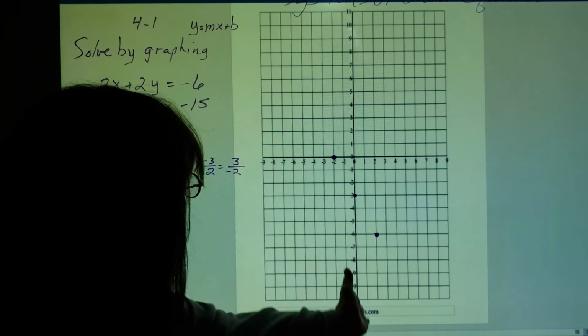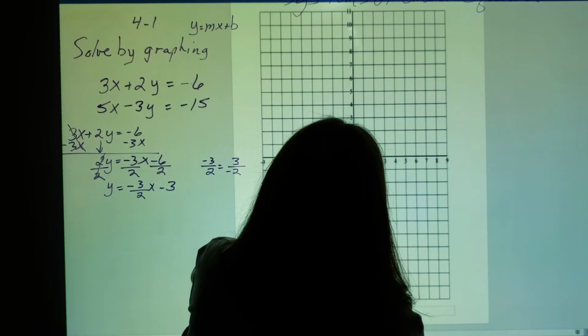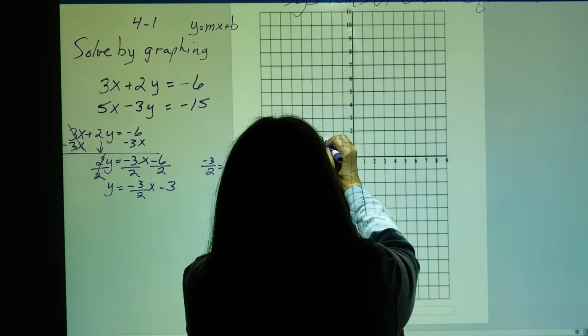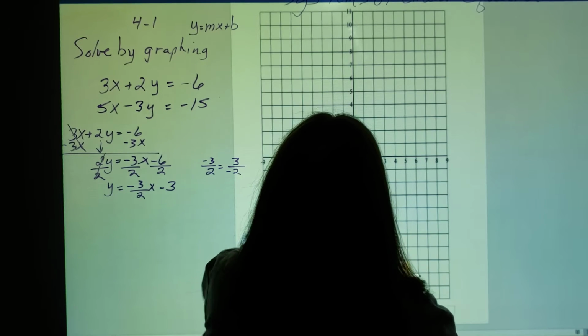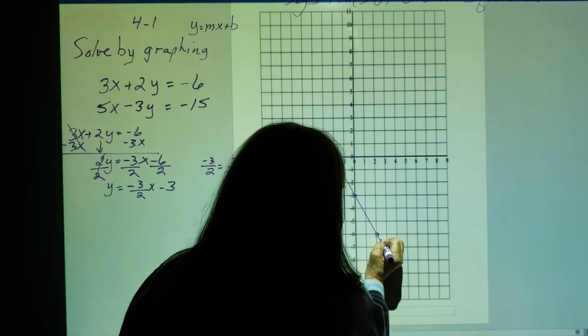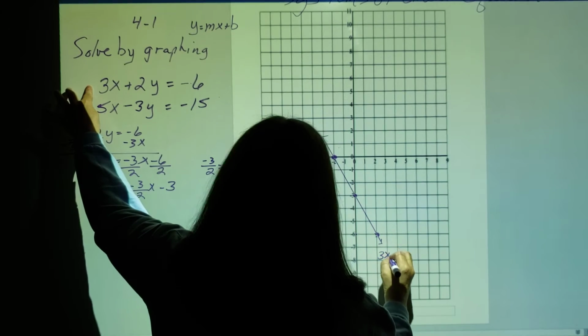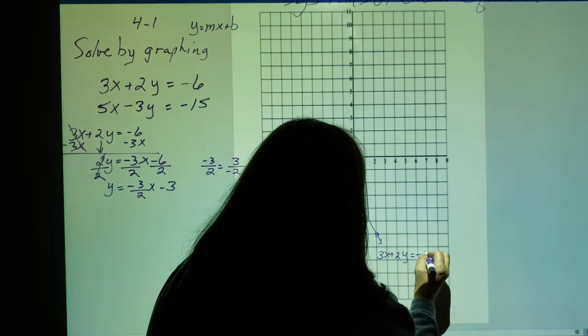And we still have a straight line here. So then we have our ruler, straight edge, and we are going to go ahead and draw a straight line. So this is our 3x plus 2y equals negative 6.